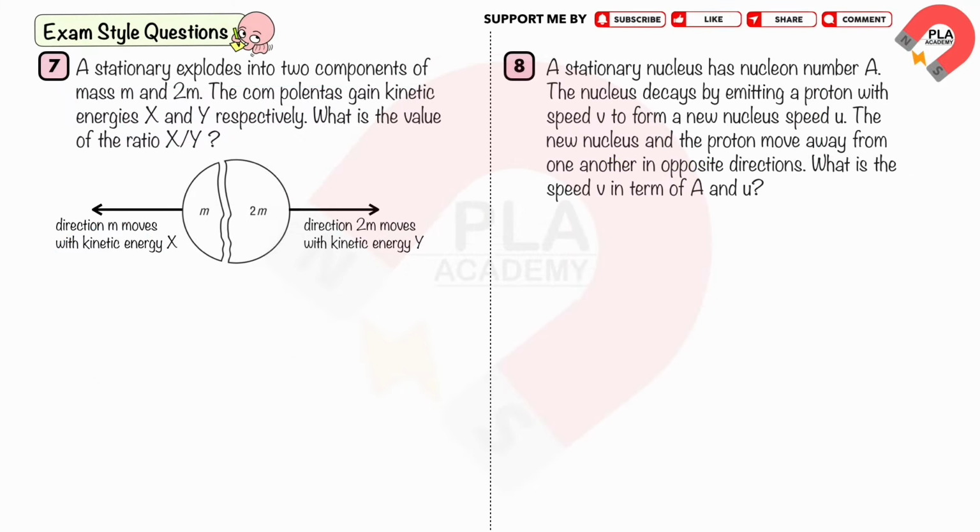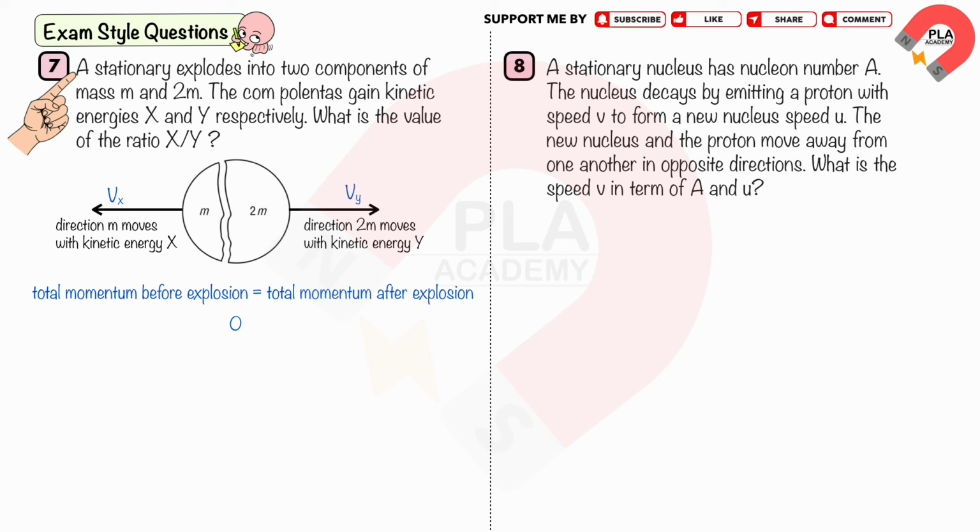Exam style question 7. A stationary object explodes into two components of mass m and 2m. The components gain kinetic energies x and y respectively. What is the value of the ratio x to y? We give the velocity of mass m as v_x, and the velocity of mass 2m as v_y. We find the velocity v_x first using the principle of conservation of momentum. Total momentum before the explosion equals 0, because it is stationary.